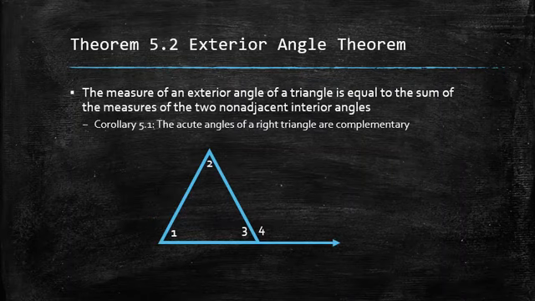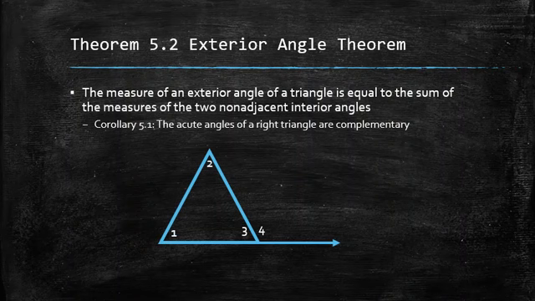The next theorem is about exterior angles. It states that the measure of an exterior angle is equal to the sum of the measures of the two non-adjacent interior angles. In this case, angle 4 is equal to angle 1 plus angle 2. This makes sense because angle 3 and 4 are a linear pair, and therefore must equal 180 degrees. According to the triangle sum theorem, we know that the interior angles of a triangle equal 180. So, angle 1 and angle 2 is equal to angle 4.